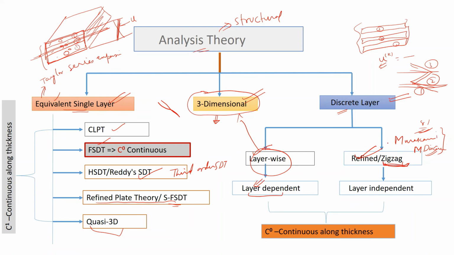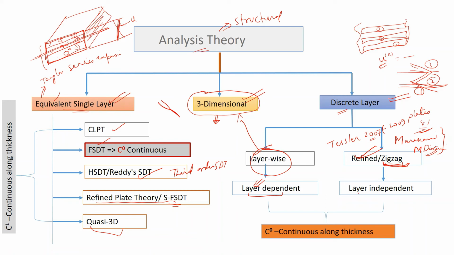And then further, Tessler in 2007 gave this theory for the beam, and in 2009 gave the zigzag theory for the plates, in which he refined the drawbacks of the earlier theory and gave much better results for the cantilever beam or plates also. This is the refined zigzag.